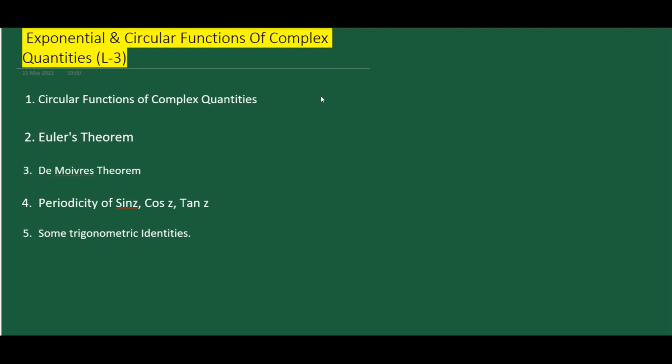Next we will discuss DeMoivre's theorem in this new setting of complex quantities, and after that we will discuss the periodicity of these functions of complex quantities such as sin z, cos z and tan z. After that we will extend all results we have done in the case of real numbers. We will extend all formulas of trigonometric functions to complex numbers. So this is the layout of today's lecture. Let's start today's lecture.